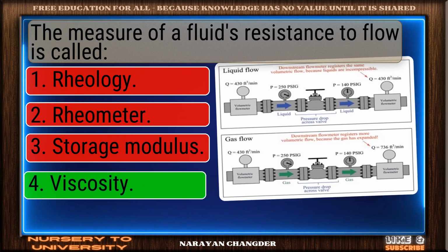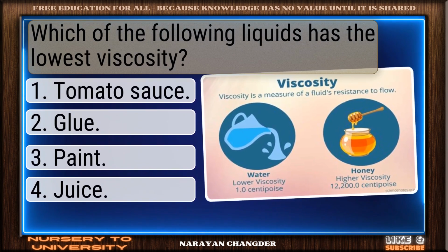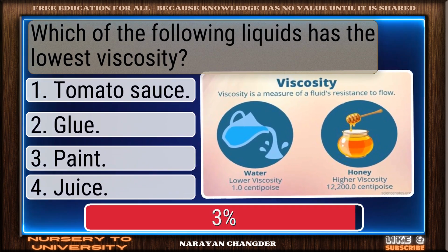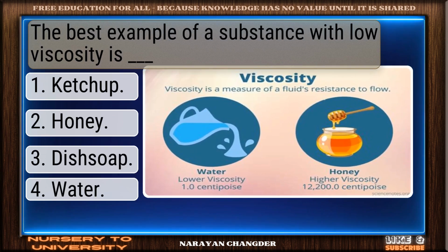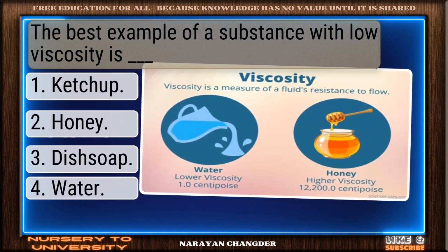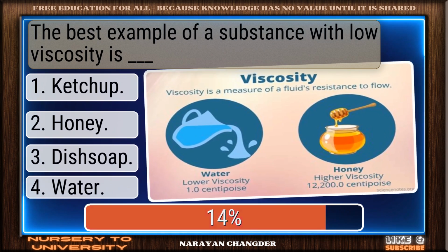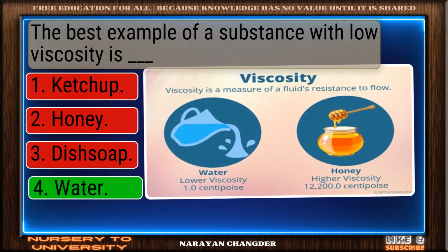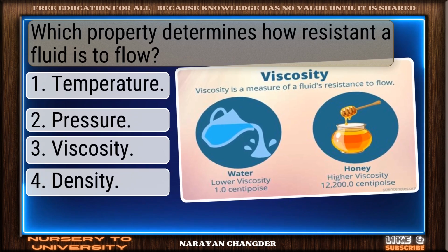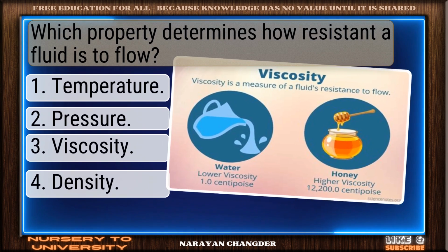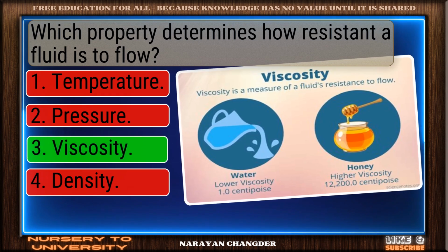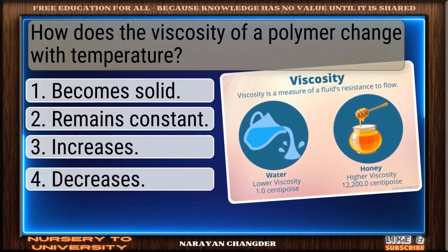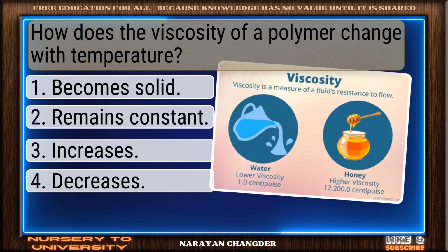Smart thinking. Viscosity. Which of the following liquids has the lowest viscosity? Perfect choice. Jeez. The best example of a substance with low viscosity is dash. Water. Great work. Which property determines how resistant a fluid is to flow? Clear and correct. Viscosity. How does the viscosity of a polymer change with temperature?